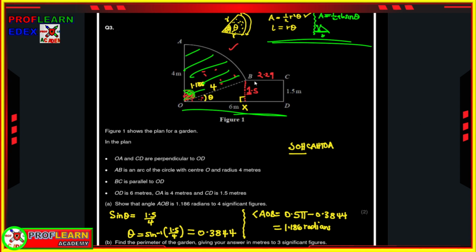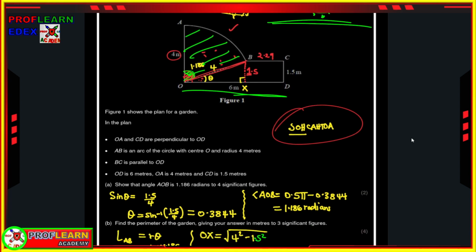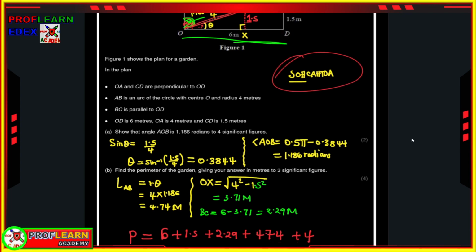But this is a right angle triangle here. So we are going to use SOHCAHTOA because we were told this is the radius, 4 centimeters. It also means that this distance here is also 4 centimeters. So using SOHCAHTOA, we use the opposite and the hypotenuse. Using opposite and hypotenuse, that is sine. So we shall say sine 1.5/4 is equal to that. Ensure your calculator is in radians.